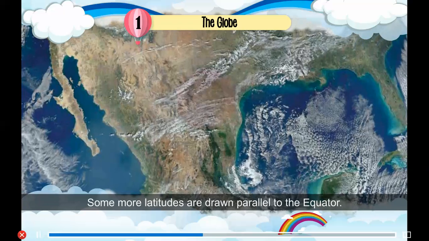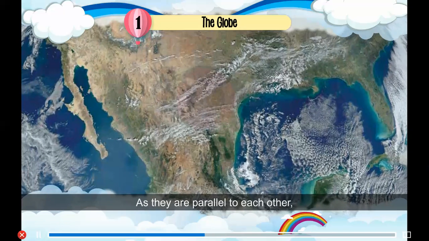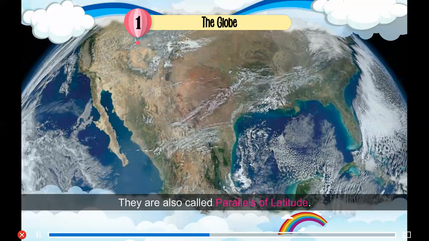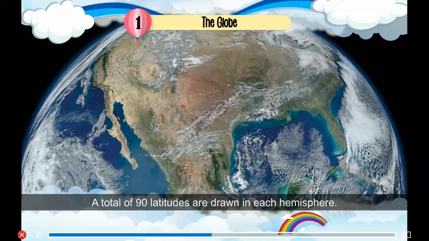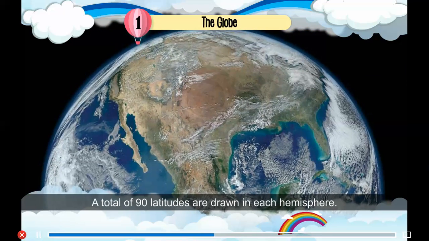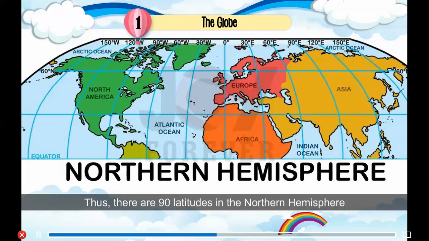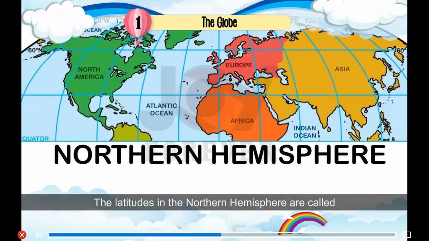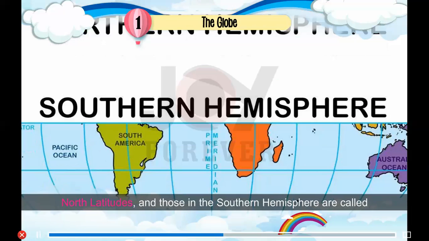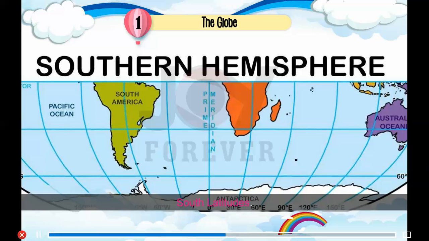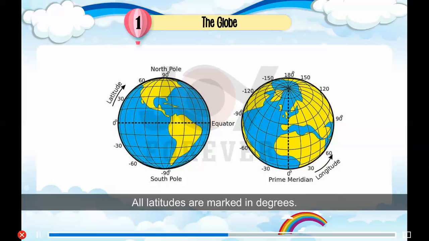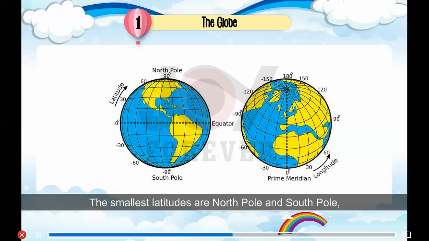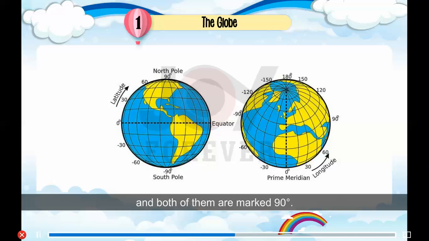Some more latitudes are drawn parallel to the equator, as they are parallel to each other. They never meet as they have equal distance everywhere. They are also called parallels of latitude. A total of 90 latitudes are drawn in each hemisphere. Thus, there are 90 latitudes in the northern hemisphere and 90 latitudes in the southern hemisphere. The latitudes in the northern hemisphere are called north latitudes and those in the southern hemisphere are called south latitudes. All latitudes are marked in degrees. The equator is marked 0 degree. The smallest latitudes are North Pole and South Pole, and both of them are marked 90 degrees.